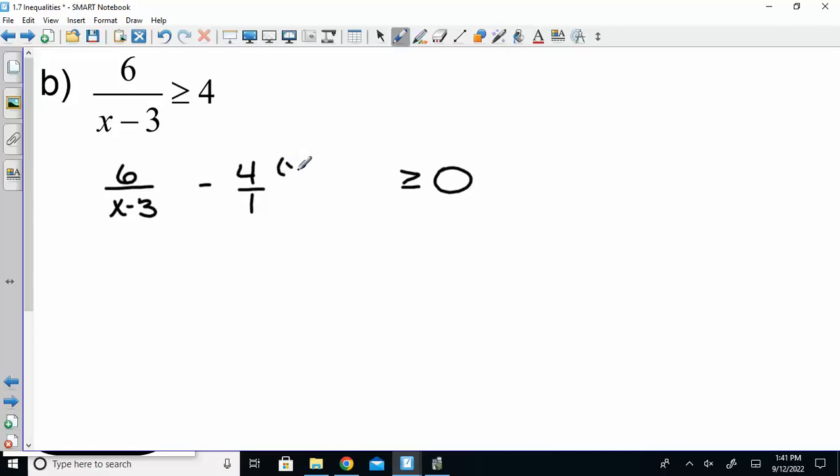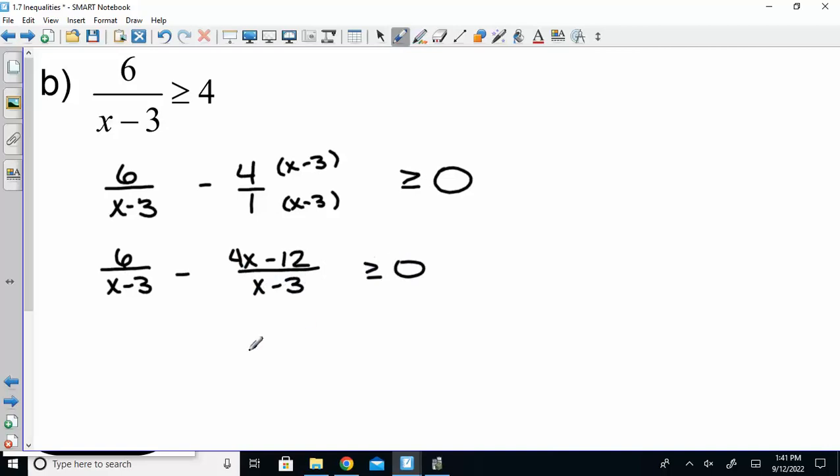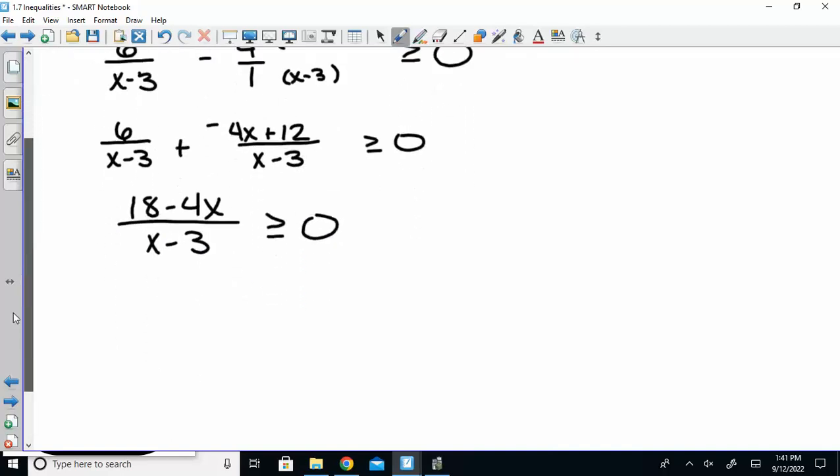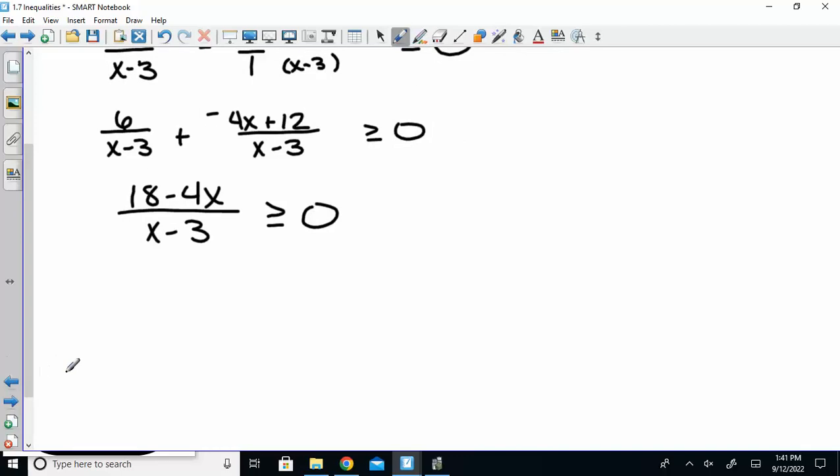We need to get a common denominator. So this is like a 4 over 1. So I'm going to multiply by x minus 3 on top and bottom. That gives us a 4x minus 12. Right, it's a subtraction, so I'm going to distribute my negative, and then we can put these together. So 6 plus 12 is 18 minus 4x over x minus 3, greater than or equal to 0.